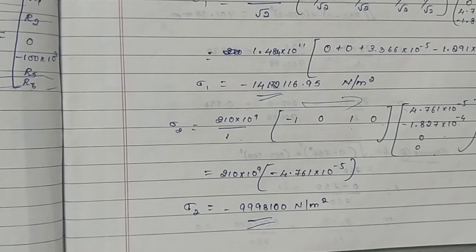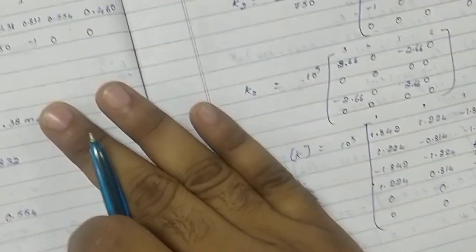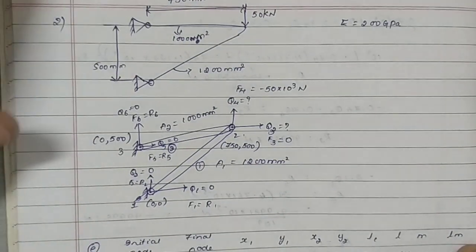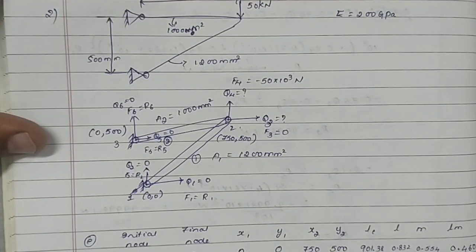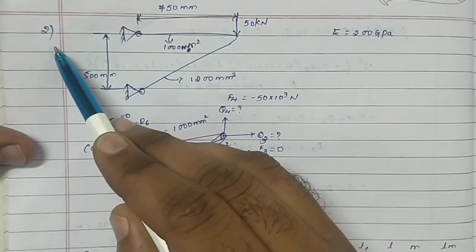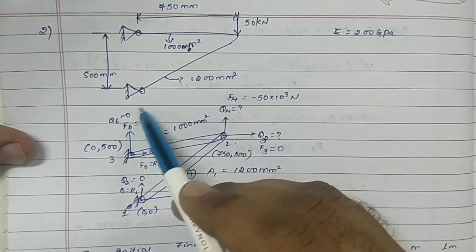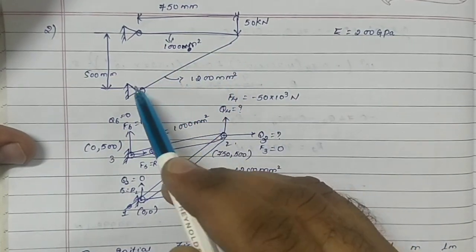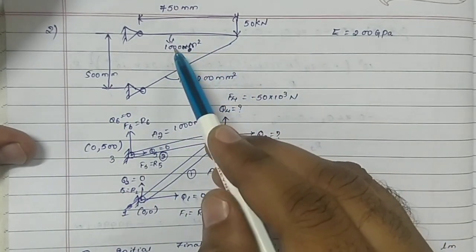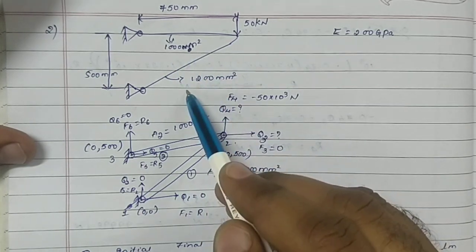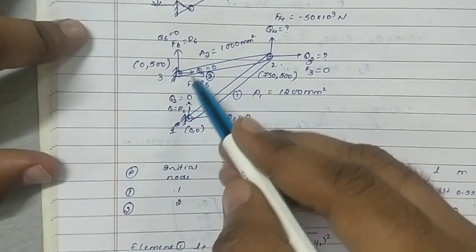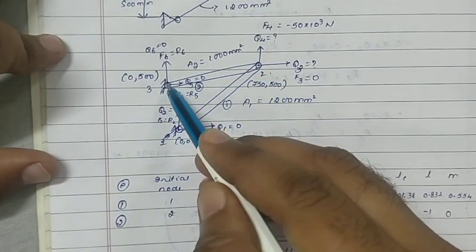Okay. So keeping this as a reference, quickly we will move on to the next problem. All the problems are very similar in the truss. Only if you know the first step properly, rest everything is similar. So the second problem is almost the same thing, but it is given in mm. This is 500, this is 750. 50 kilonewton in the negative y-axis. Area of the first element is 1000 mm square. Area of the second element is 1200 mm square. E is 200 GPa.